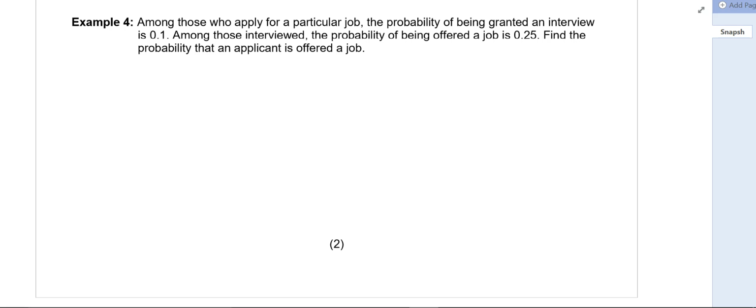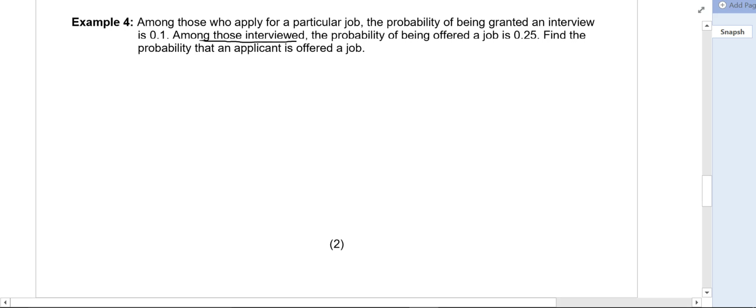Okay, look at the problem, stop the video, give it a try. All right. Among those who apply for a particular job, the probability of being granted an interview is 0.1. So the probability you get an interview is 0.1. Among those interviewed, the probability of being offered a job is 0.25. You might not realize this, but this is given information. You know they've been interviewed. The probability of being offered a job is 0.25.